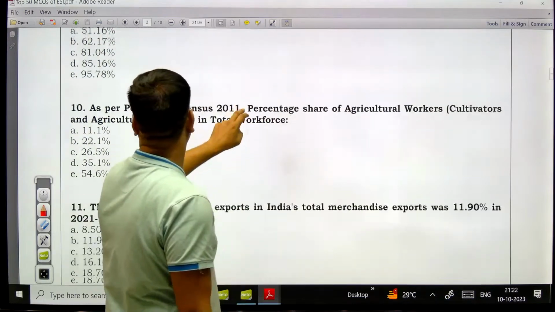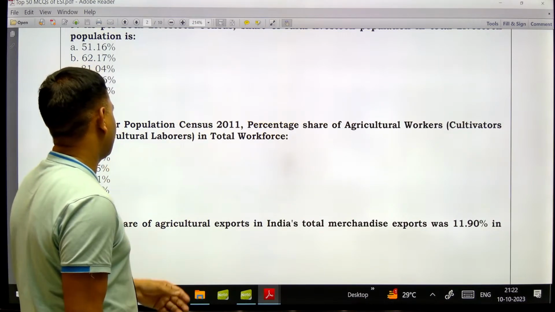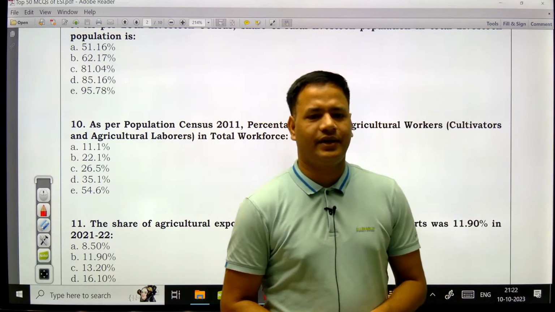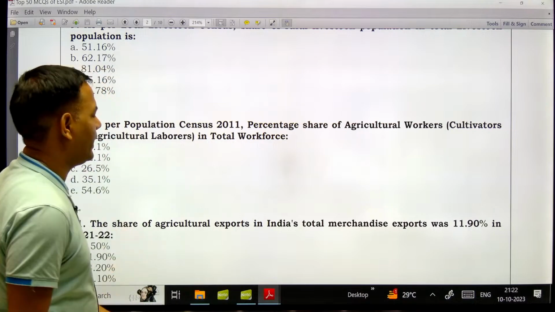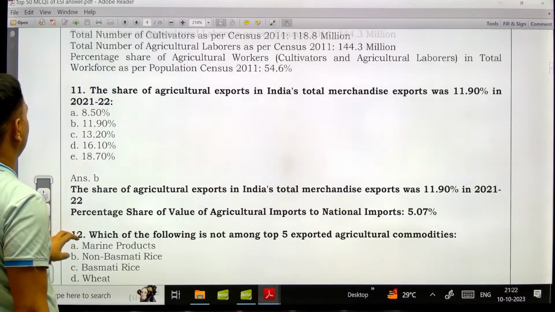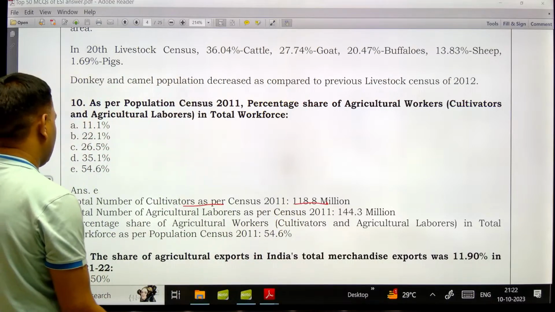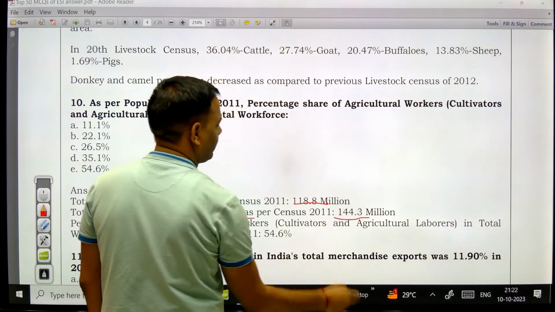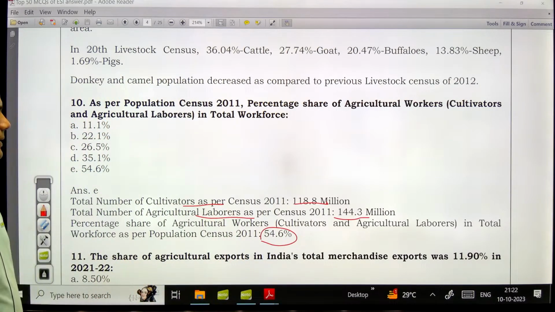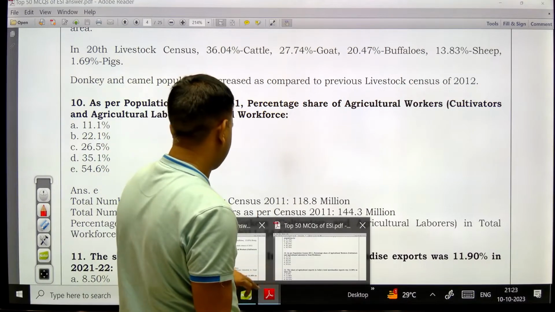Next question, as per the population census 2011, percentage share of agriculture workers, cultivators and agriculture labor in total workforce. This is an easy question. Last year in the NABARD Grade A exam this question was asked. So 54.6% is the right answer for this question. Some more facts are there. Total number of cultivators as per census is 118.8 million. Total number of agriculture laborers is 144.3 million. And percentage share of agriculture workers, cultivators and agriculture laborers in total workforce of the country is 54.6%. So these are the important facts.